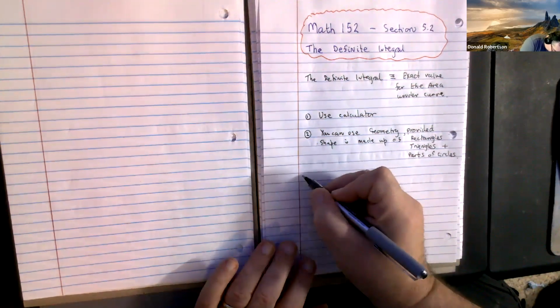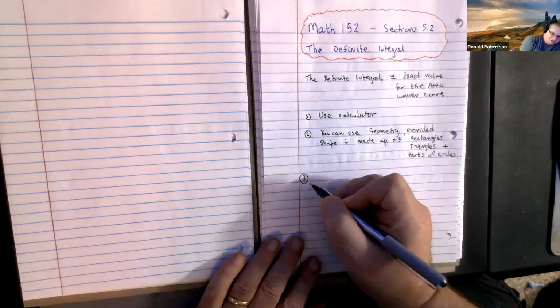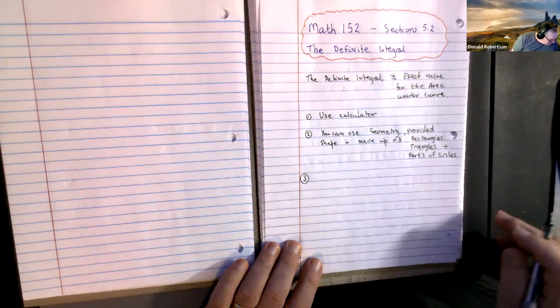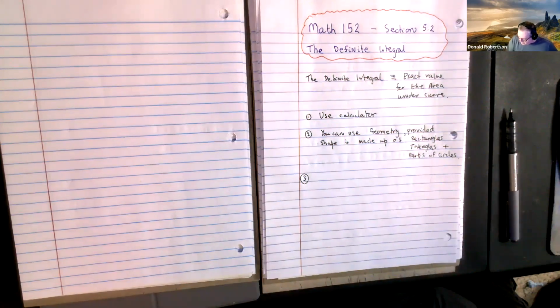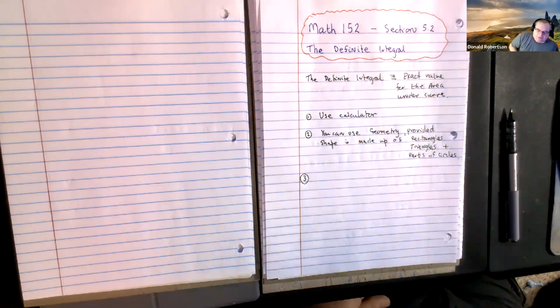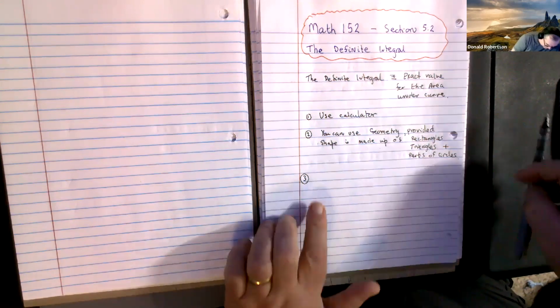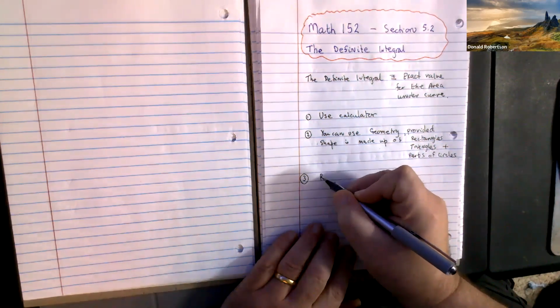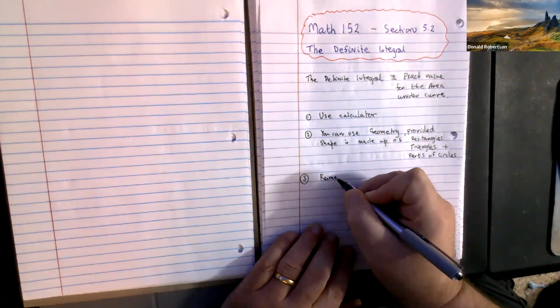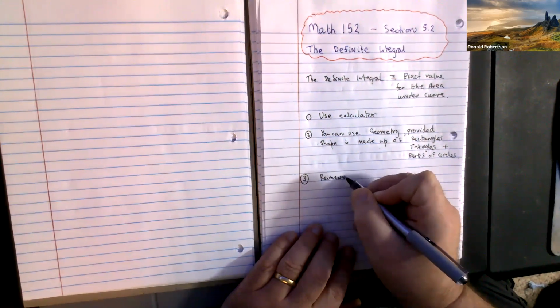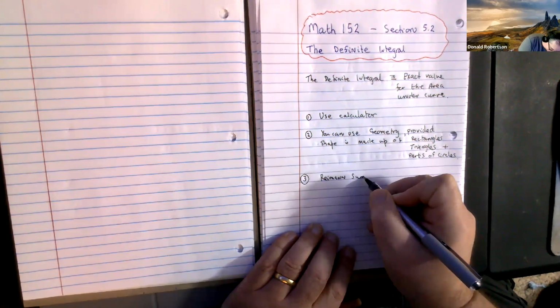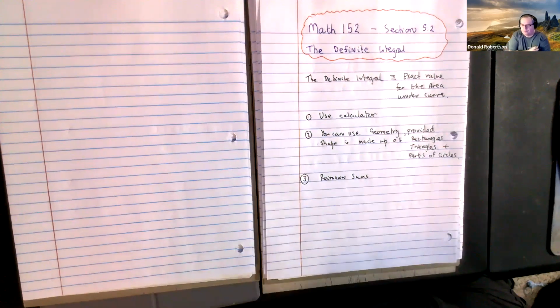And then the last one, and this is the killer. This is the one that if you talk to anyone who's ever done Calc 2, they will say, oh God, Riemann sums. They were horrible. That's the third method. I think we do 3 or 4 of those, and that's it.